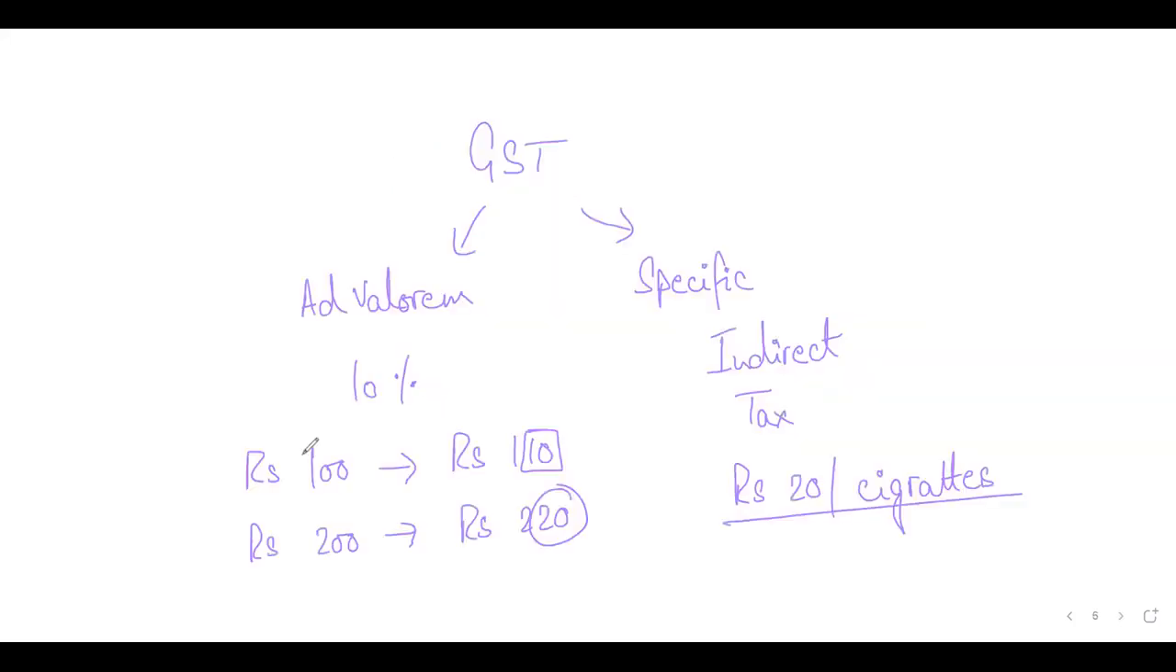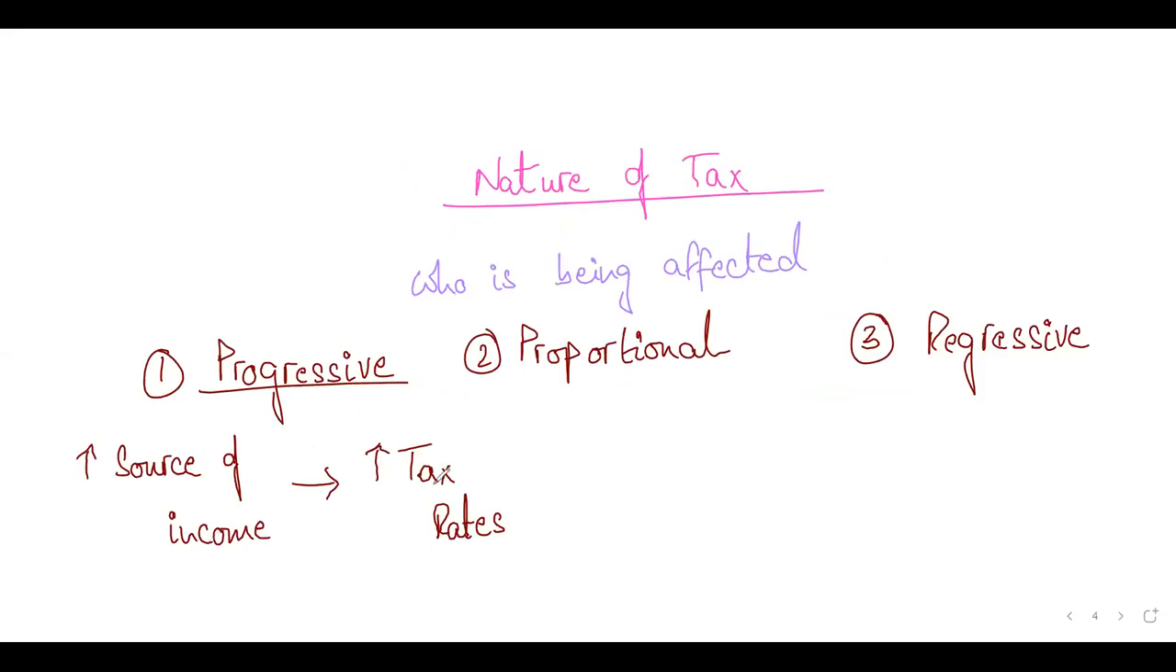Progressive taxes are more of a burden on the rich. As the source of income increases, the tax rates increase. Now, when we talk about proportional, it is a fixed tax rate, regardless of the amount earned.